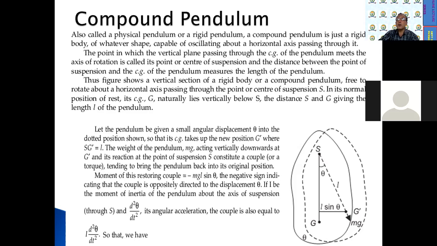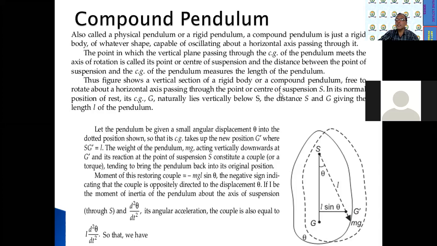The point at which the vertical plane passing through the center of gravity of the pendulum meets it is called the axis of rotation. जब ये बॉडी ऐसी रहेगी तो उसको क्या बोलेंगे? The point at which the vertical plane passing through the center of gravity, यहाँ से जो लाइन सेंटर में से पास होगी, it is called the axis of rotation, isn't it?